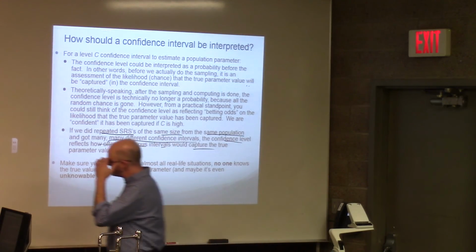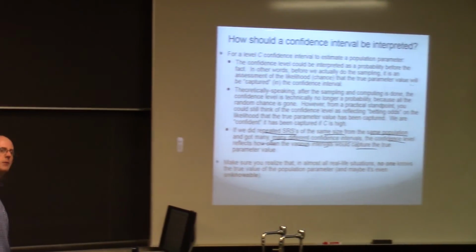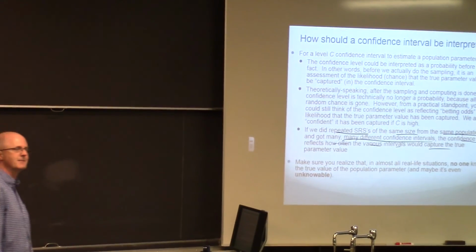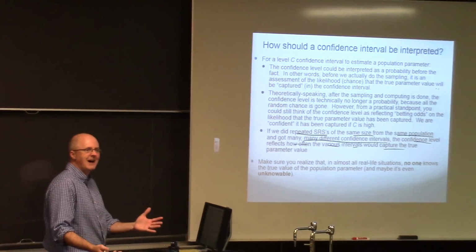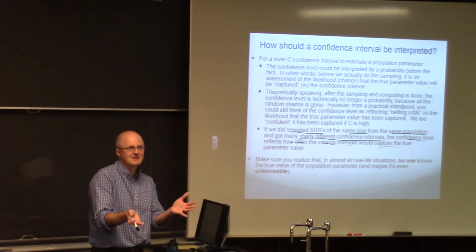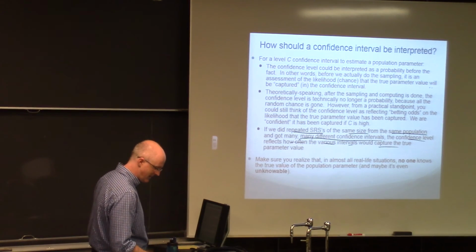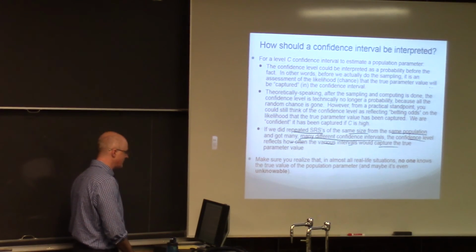In real life situations, nobody really knows mu. Usually it's even unknowable. You're trying to estimate it. And that means, as a consequence, you don't know whether your one confidence interval actually contains mu or not. But there's nothing that can be done. This is the best that you can do. That might feel unsatisfying, but it's the best you can do.